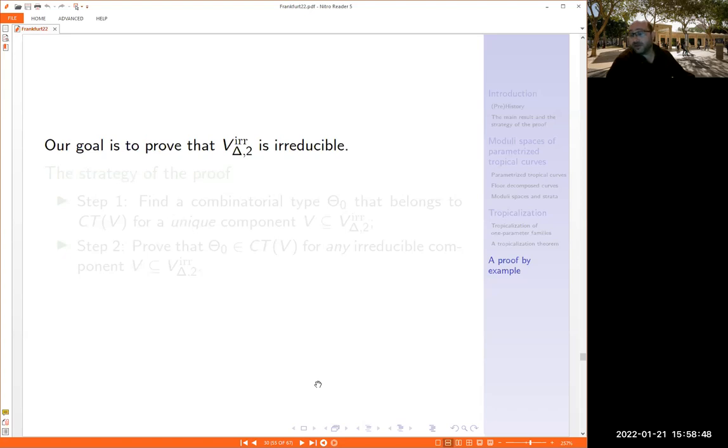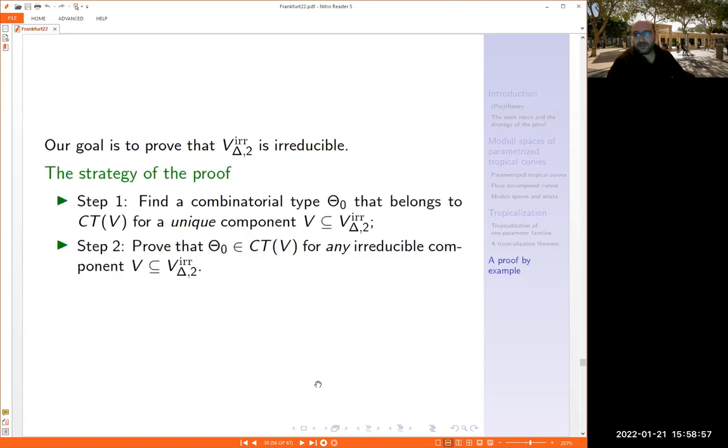That you have an irreducible family of curves of this toric degree and geometric genus 2. So let me remind you the strategy of the proof. So what was our strategy to start with? The strategy was the following. First, you want to find a combinatorial type theta naught that is liftable to curves in a uniquely defined irreducible component. In other words, there is a unique irreducible component in the Severi variety that admits curves whose tropicalization has type theta naught. This is the first step. And the second step is to show that any irreducible component must contain such curves.